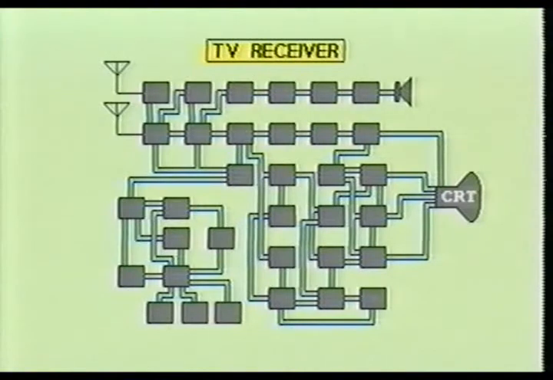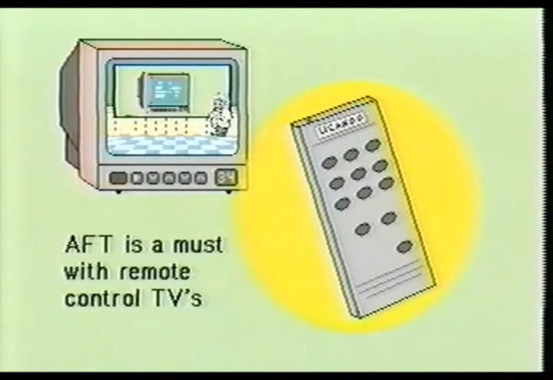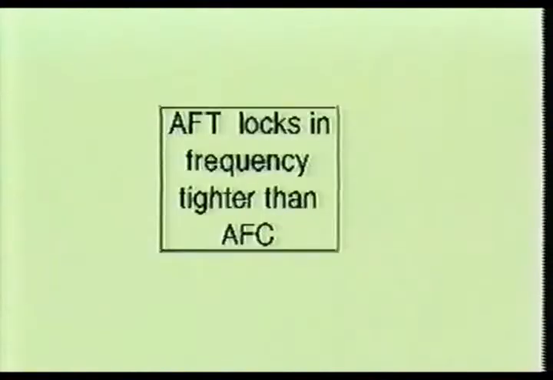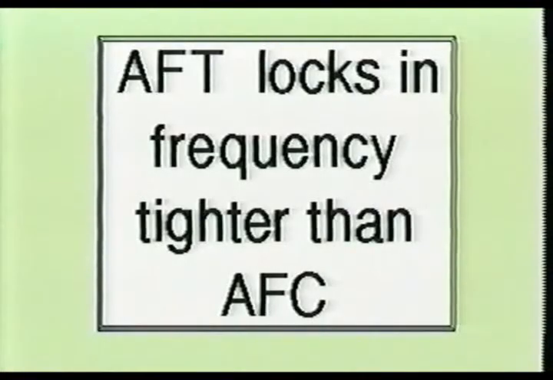However, with color TVs, a tighter frequency tolerance is necessary because the color circuits contained in the television receiver require precise tuning. Also, with the advent of TV remote control devices, automatic fine-tuning is a must for consumer convenience. Although the terms AFC and AFT may refer to the same stage, this tighter frequency lock distinguishes the automatic frequency control from the automatic fine-tuning.